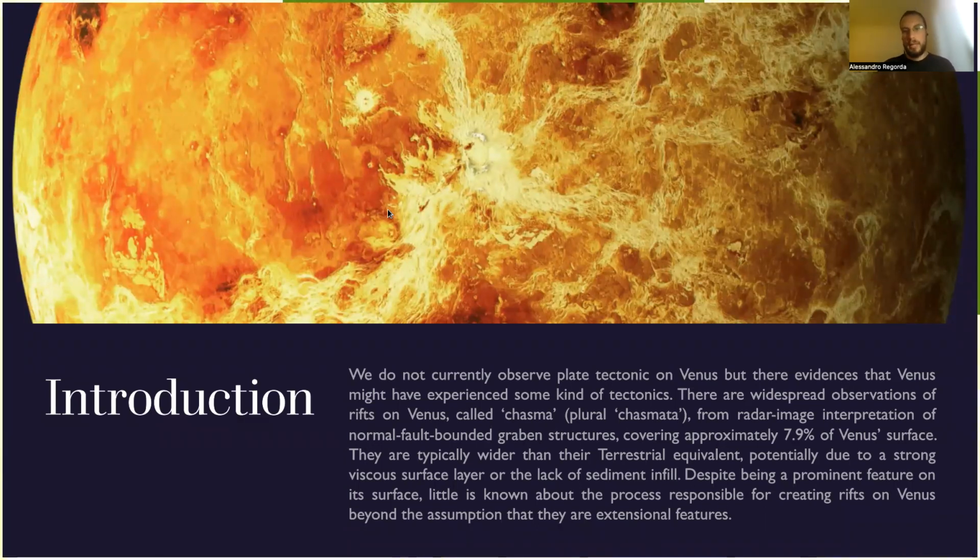These structures are typically wider than what we can observe on Earth, and this could be related to a stronger rheology of the crust. So despite being a prominent feature on its surface, little is known about the process responsible for creating rifts on Venus, beyond the assumption, of course, that they are extensional features.